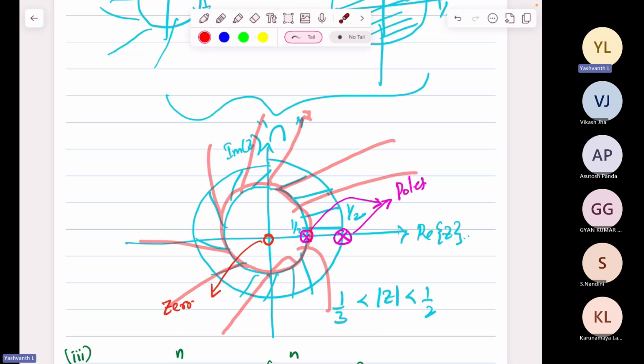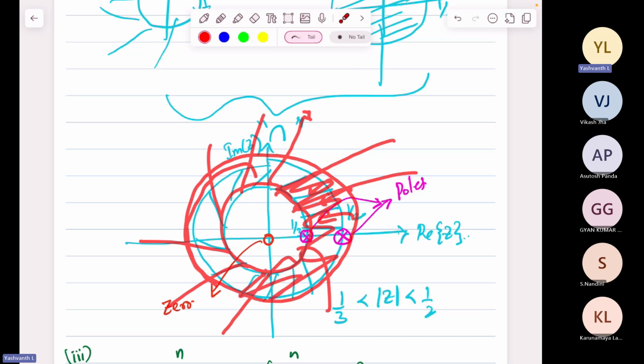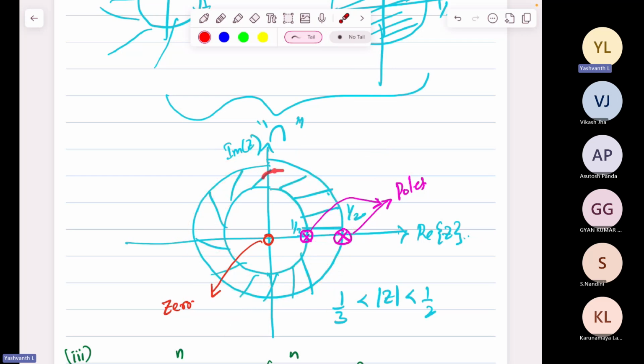And z equal to 1 by 2 is the second circle, but everything inside is the ROC for the second term. The only intersection is this annular region. Okay, that is the intersection. And that's why we say this is the ROC.